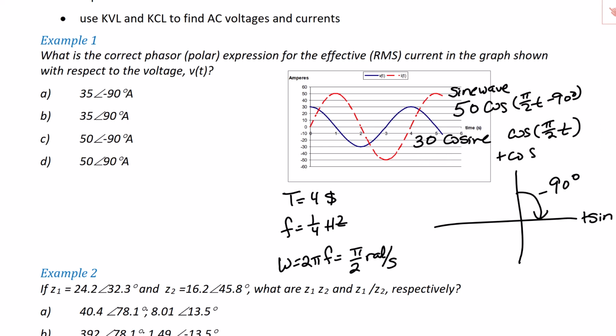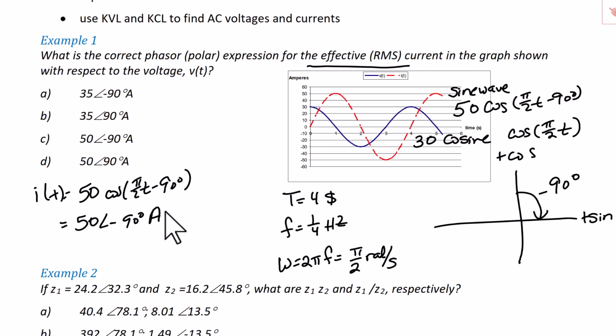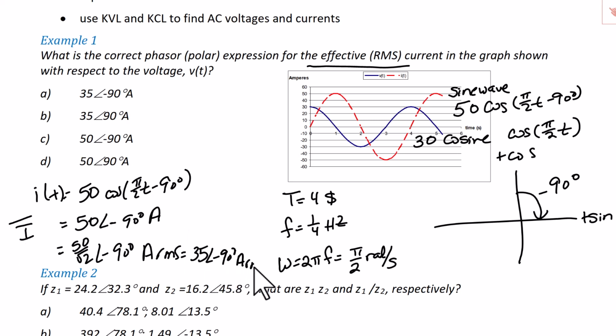The next thing I have to do is to find the effective or the RMS current. The effective or RMS current is found by noticing that the amplitude of the current is 50 amperes. So the RMS current would be 50 divided by the square root of 2, which is 35. So this means that the answer to this problem should be 35 with an angle of negative 90 degrees.